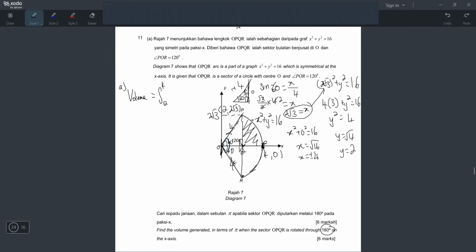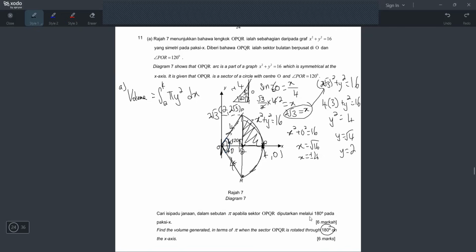And since I am rotating through the x-axis, it will be dx, right? dx. And since I'm using the volume formula, it will be pi y squared like this. Okay, this is how you find the volume when this shape rotates 360 degrees around the x-axis.